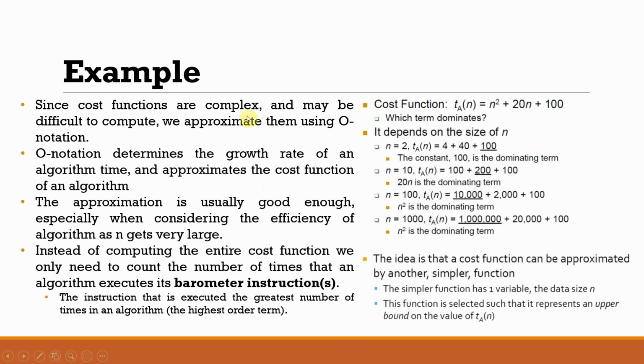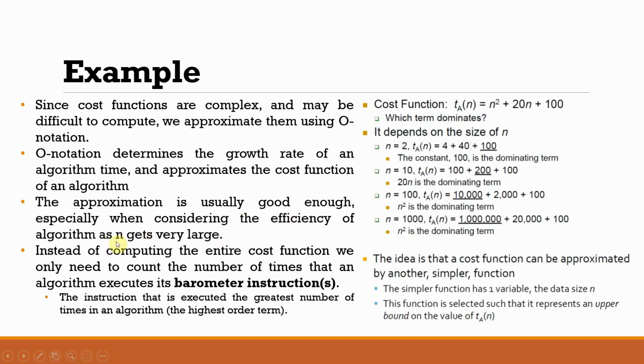Since cost functions are complex and maybe difficult to compute, we approximate them using big O notation. Big O notation determines the growth rate of an algorithm's time and approximates the cost function of an algorithm. The approximation is usually good enough, especially when considering the efficiency of an algorithm as n gets very large. So this is a very important point here. Big O notation is usually a good approximation when we are talking about very large sets of data.